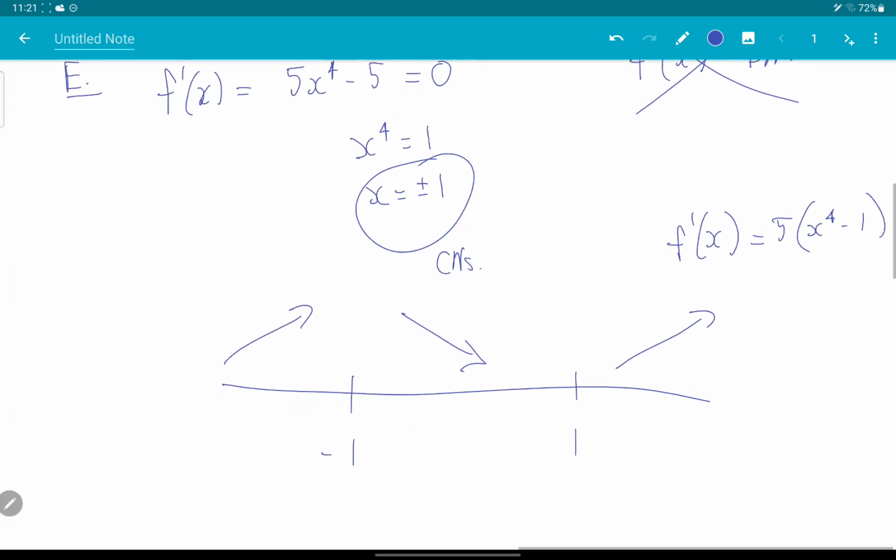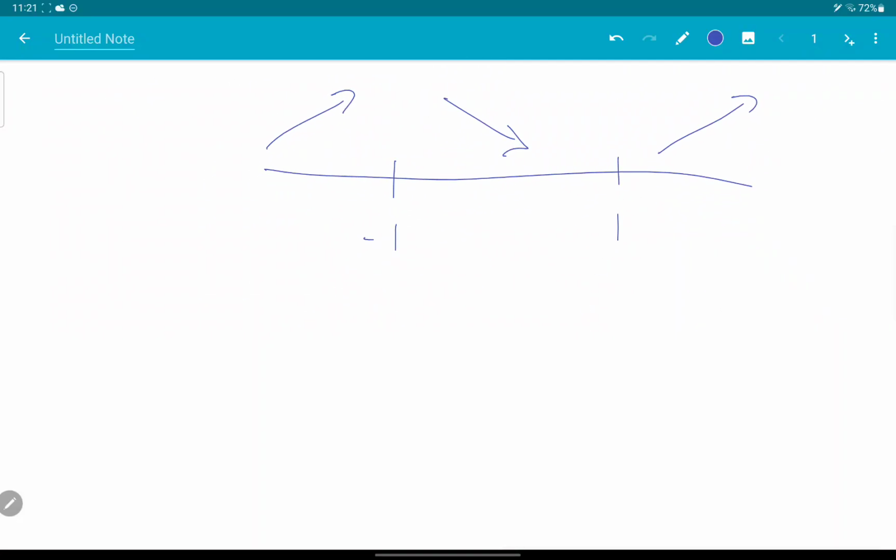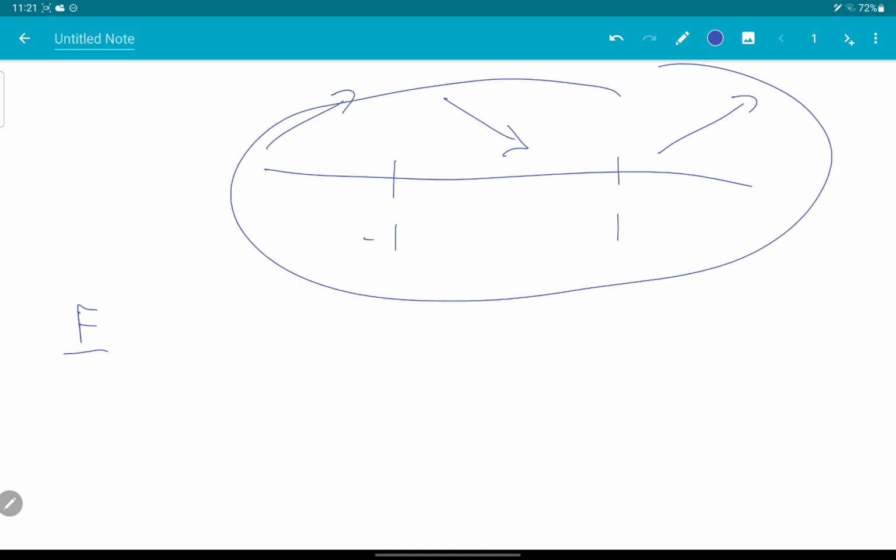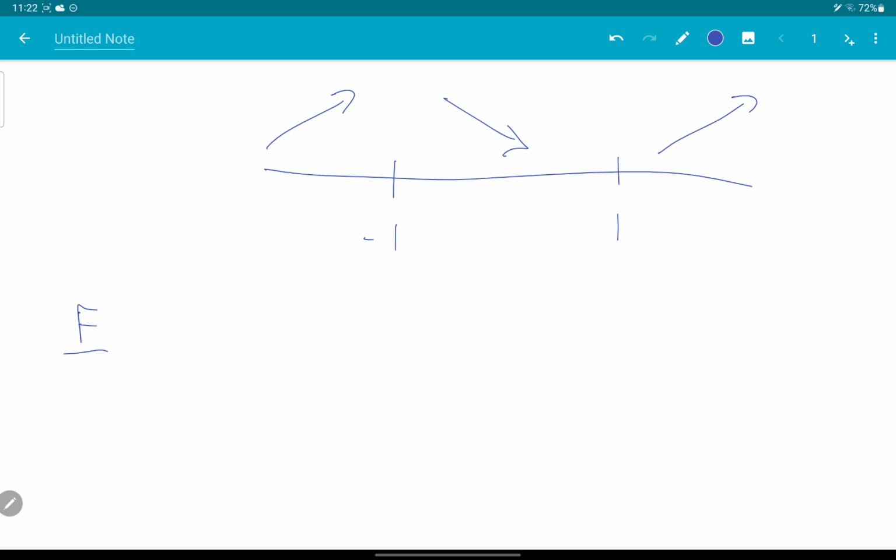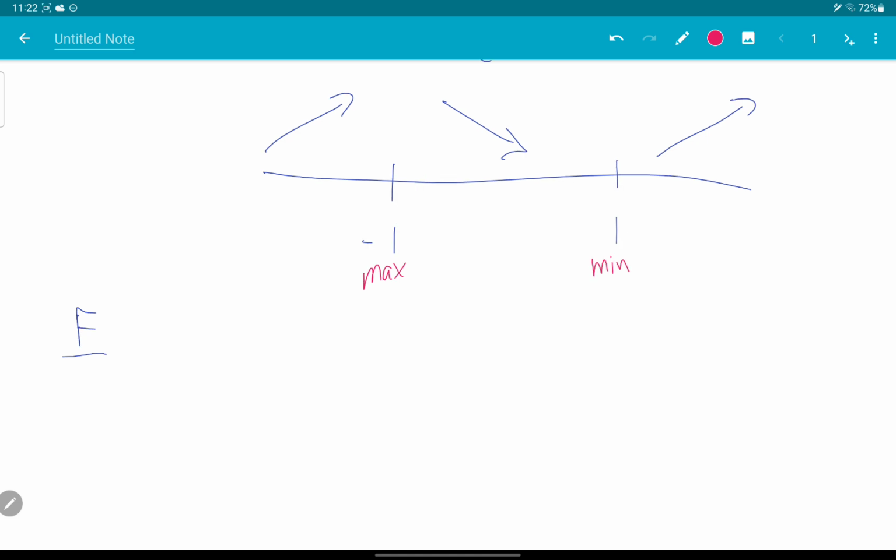And we move on to part F, which is local max and min values. So looking at our intervals of increase and decrease, we can see that there is a max here and a min appearing here. Let's find the corresponding y values. So f of -1 would be -1 to the 5 minus 5 times -1, which is -1 plus 5, which is 4.